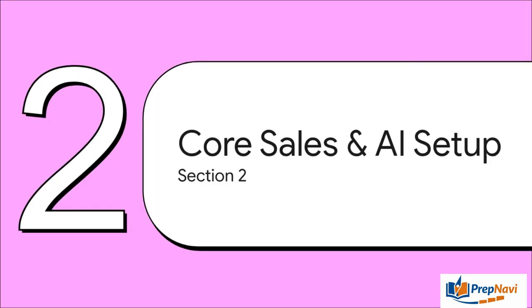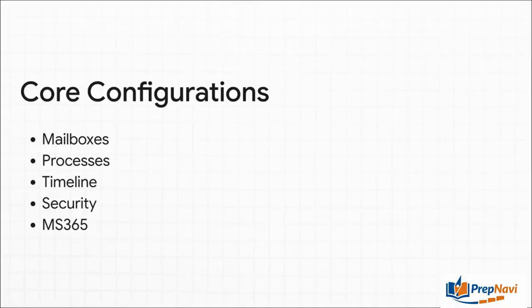Moving right along to Section 2, Core Sales and AI Setup. Even though it's not the biggest chunk of the exam, it's the bedrock. You simply cannot build a smart AI house on a broken foundation. You've got to master these core prerequisites. We're talking about configuring mailboxes, setting up business process flows, configuring the timeline, and evaluating data import and export options. Plus, you need to understand the sales security model and know how to hook up Microsoft 365 functionality like Teams, SharePoint, Outlook, and OneDrive. A super common exam mistake is forgetting that these traditional, baseline Dynamics 365 settings are an absolute prerequisite for deploying any of the advanced AI agents.